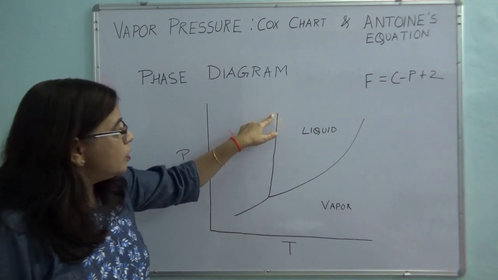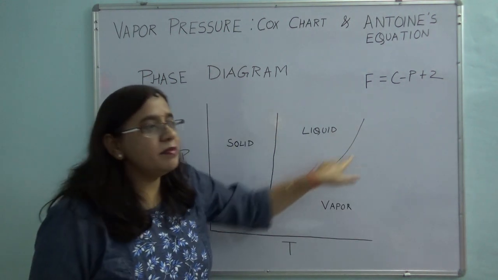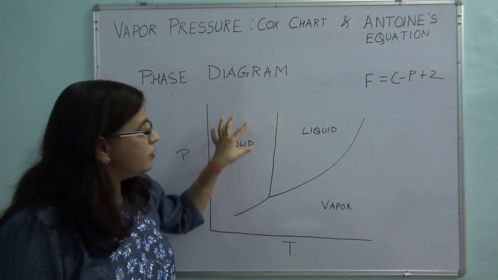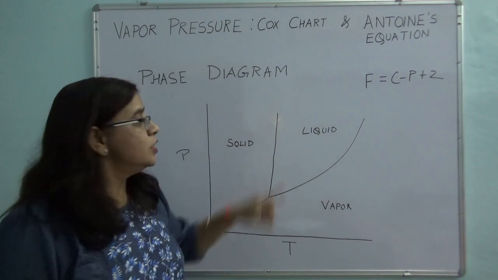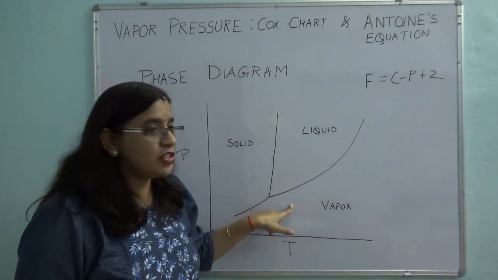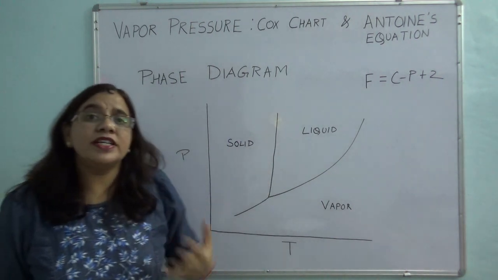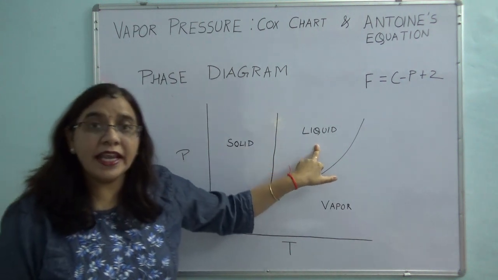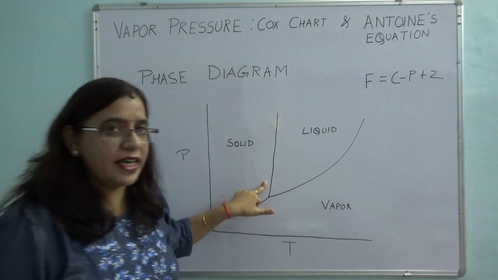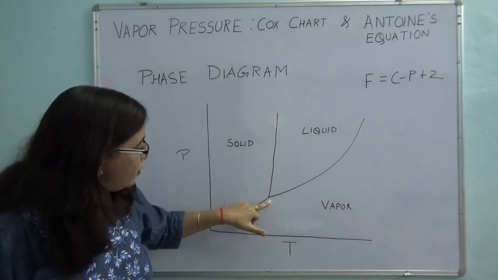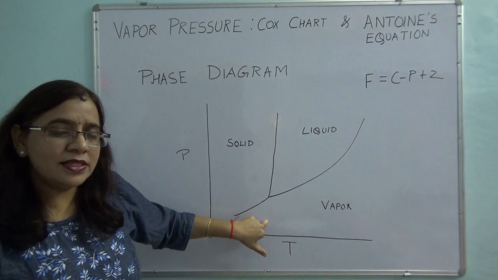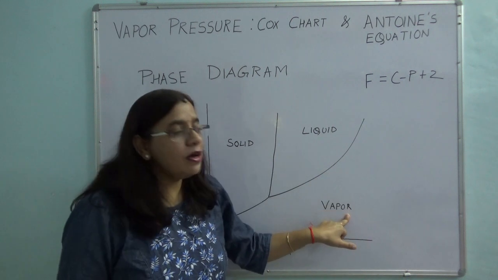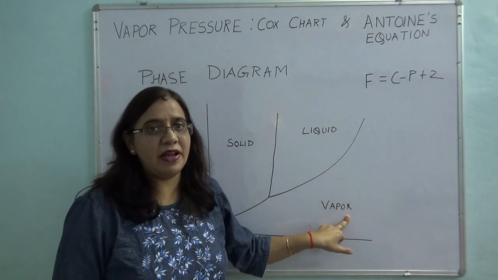And what are these lines? These lines basically give you the phase boundaries. That is, this is the boundary where the solid and the liquid phase coexist. So basically these lines are nothing but your phase coexistence lines. On this line, solid and liquid coexist. This is known as the fusion curve. Over here your solid and vapor coexist. This is your sublimation curve. Along this line, your liquid and vapor coexist. So this is your vaporization curve.